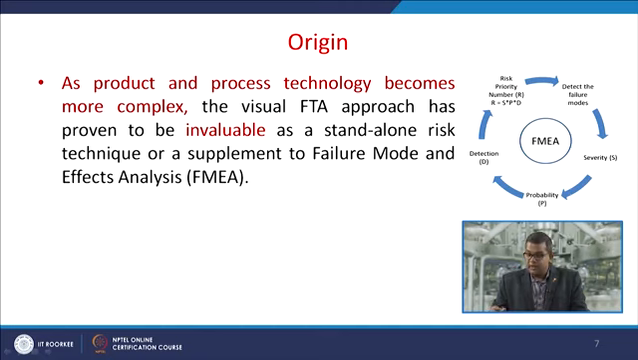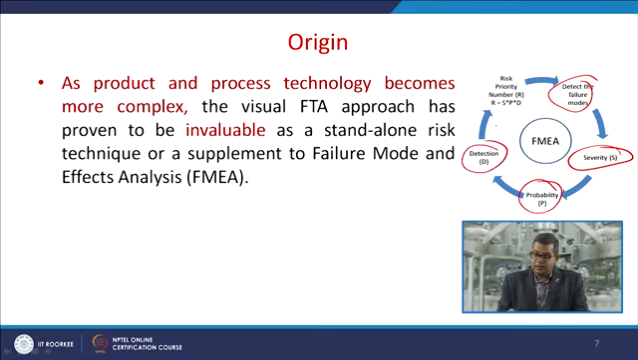You may start with any one of the functions, detect the various failure modes, go for the severity, then go for the probability, go for detection, and then you compute the risk priority number, that is RPN, represented by the multiplication of severity, probability and detection.